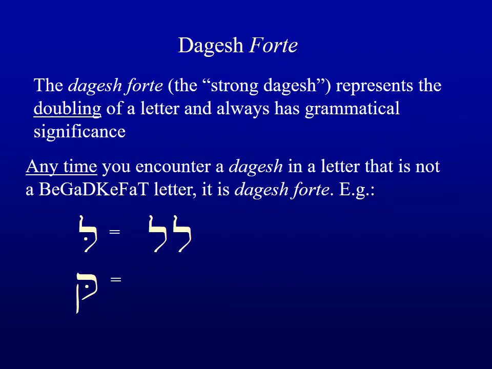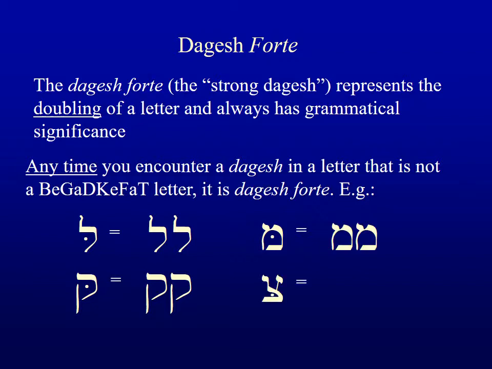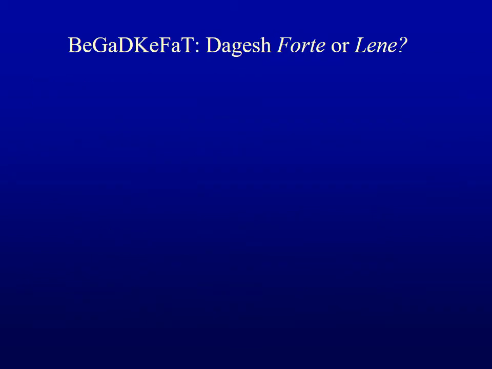Similarly, a Kof with a Dagesh always represents a double Kof. A Mem with a Dagesh always represents a double Mem. A Tzadeh with a Dagesh always represents a double Tzadeh. Anytime you see a Dagesh in a letter that is not a Begad Kafat letter, it indicates the doubling of that letter. So when it comes to identifying Dageshim, the only time it's an issue is if you have a Begad Kafat letter. If the letter is not Begad Kafat, it is always Dagesh Forte.